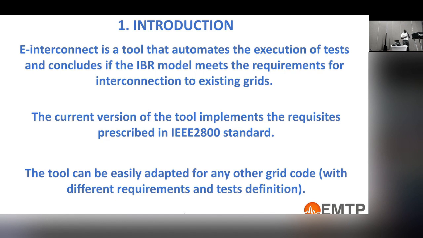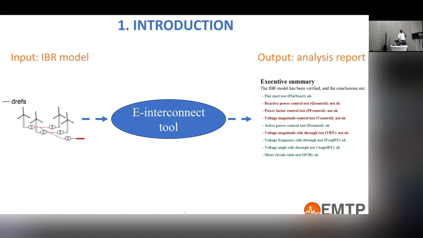We have a current version of the tool in EMTP Works. That version implements the prerequisites of the IEEE 2800 standard. We are currently working with some partners to integrate their requirements in the tool. So the tool can be easily adapted for any other grid because it's very flexible. We will discuss that later. We can integrate different requirements from different grid codes, and different tests and different test definitions. If we think of the interconnect tool as a black box, as an input, we have the model to be tested.